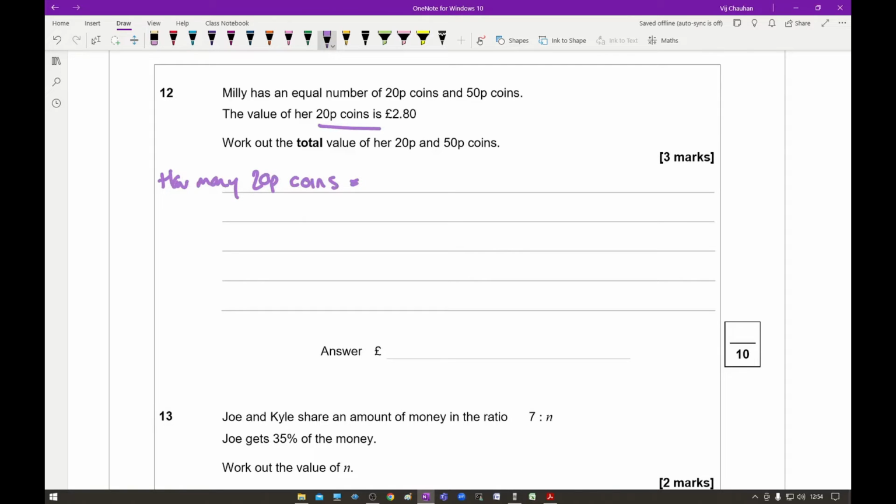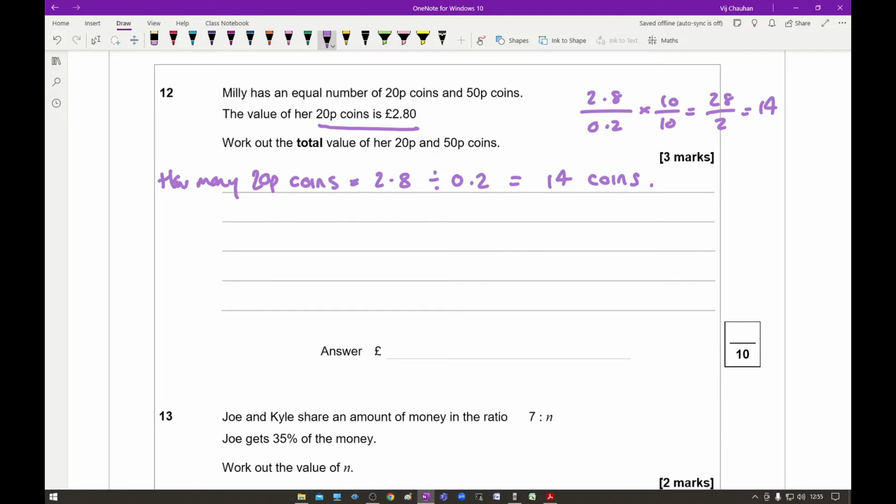So using this bit of information here, we know that £2.80 is the total of how many 20 pence coins there are. So to work out how many coins there are, we just need to do 2.8 divided by 0.2, which gives us an answer of 14 coins. Now again, if this was a non-calculator question, if I had 2.8 divided by 0.2, I multiply both the numerator and the denominator by 10, so I get 28 divided by 2, and that gives me 14. So there I've got 14 coins.